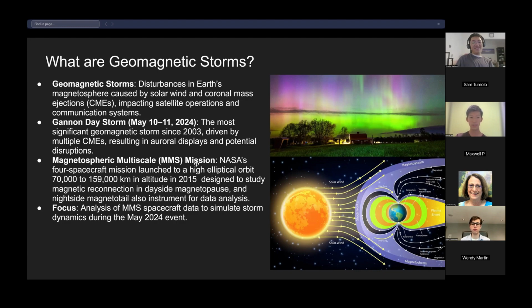The MMS mission, or Magnetospheric Multiscale mission, is NASA's fourth spacecraft mission, launched in 2015 to a highly elliptical orbit of 70,000 to 159,000 kilometers. It is designed to study Earth's magnetic reconnection in the dayside magnetopause and the nightside magnetotail, and also has instruments for data analysis. I'm using MMS spacecraft data to study the storm dynamics during the May 2024 event.